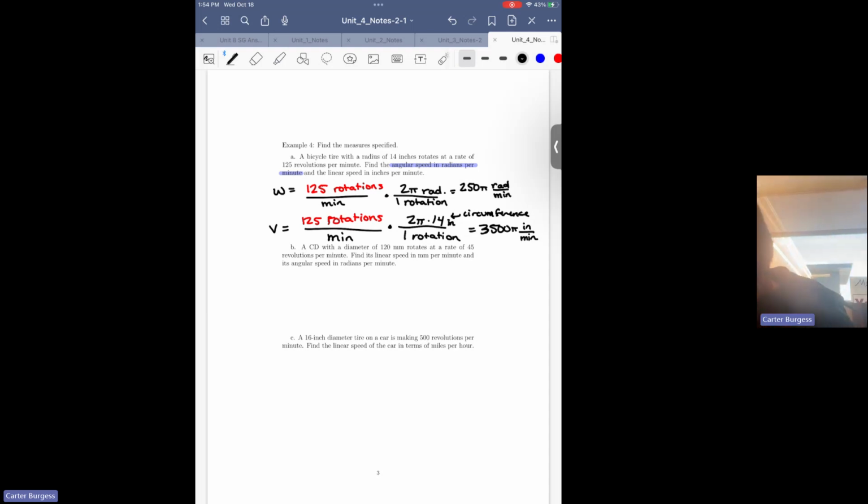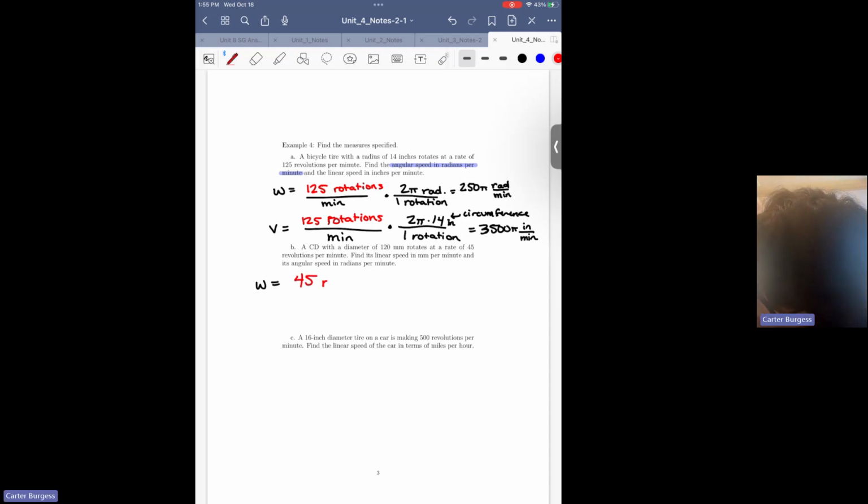Fantastic, so for 4B, I'm going to start similarly with how I did before. Start with the angular speed and then find the linear. For my angular, for both really, what is the quote unquote fraction that I am working with? So this is 45, not minutes per revolution, revolutions per minute.